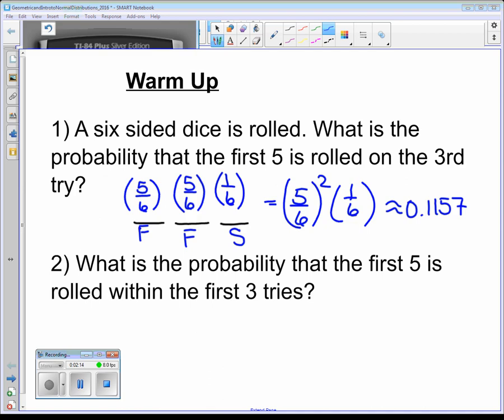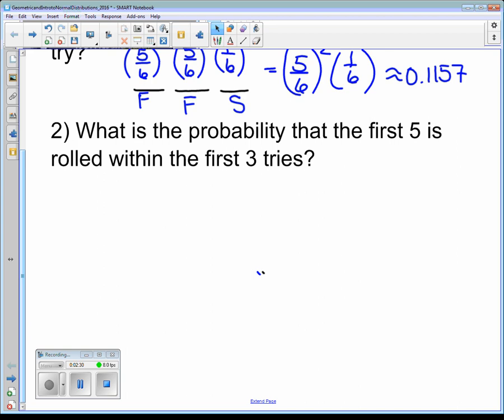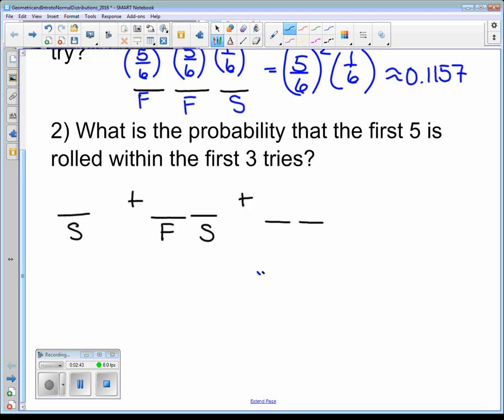Katie? Yeah. So we're talking about within the first 3 tries, I've had a success. So in other words, I could look at it from this perspective. I could say I was successful on the first try, or I was not successful on the first try, but I was successful on the second try, or not successful, and then finally successful. Would you agree? Does that look right? So now I'm using slots again. It's just a matter of filling in with our probabilities.